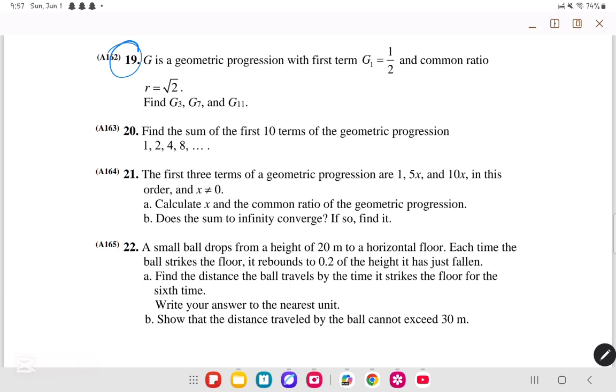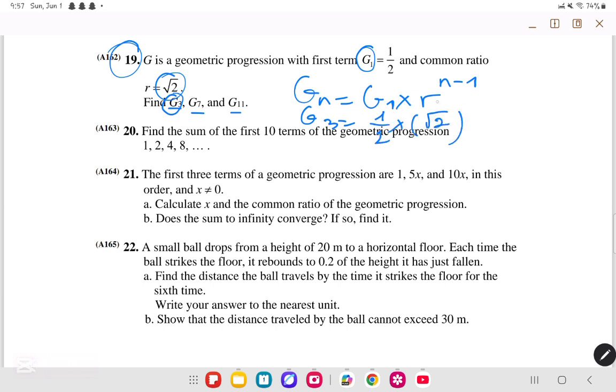G is a geometric progression with first term G1 and common ratio radical 2. Find G3, G7, and G11. What is the equation? The equation is Gn is equal to G1 times the ratio to the power of n minus 1. So if we're dealing with G3, it's going to be G3 is equal to G1, which is 1 over 2, times the common ratio, which is radical 2, to the power of n minus 1. So 3 minus 1, put it on your calculator, and you're supposed to get an answer of 1.